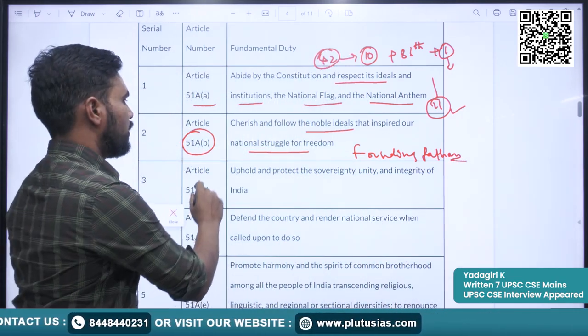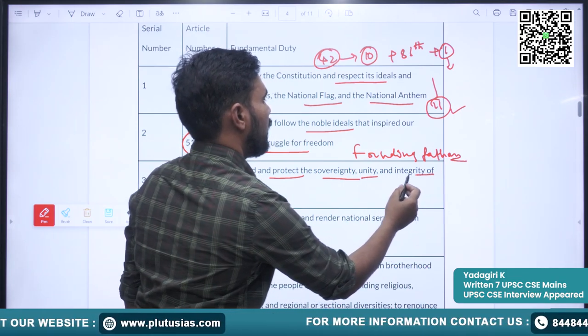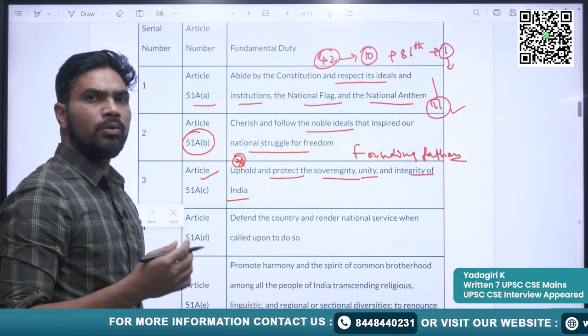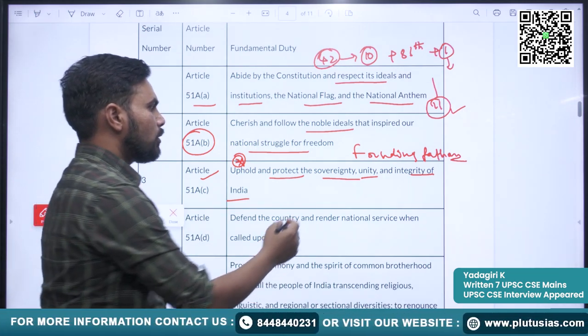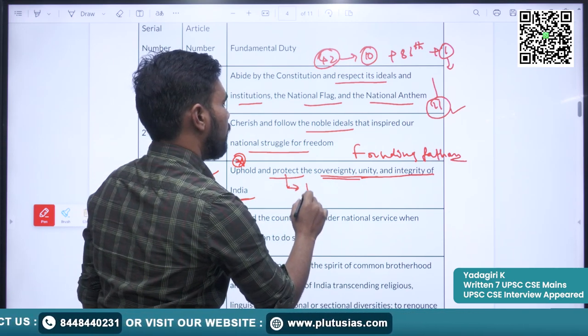Right. The third duty is to uphold and protect the sovereignty, unity and integrity of India. So this is about holding up the sovereignty, unity and integrity of India. Basically, we can see these particular words in the preamble also.